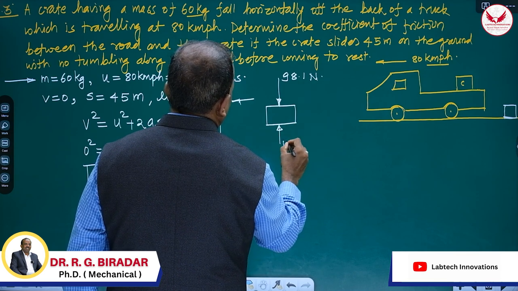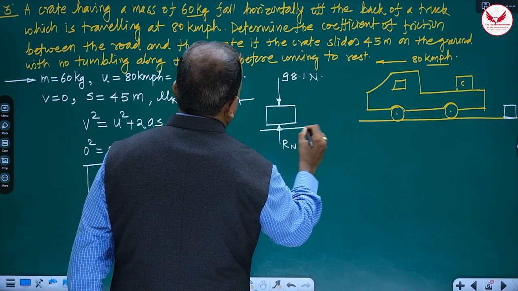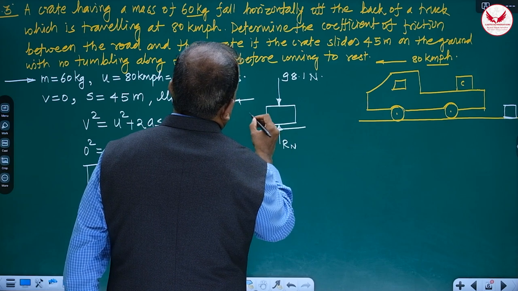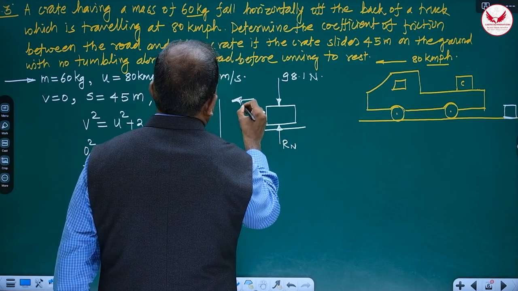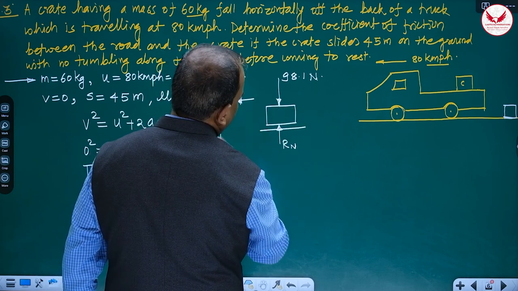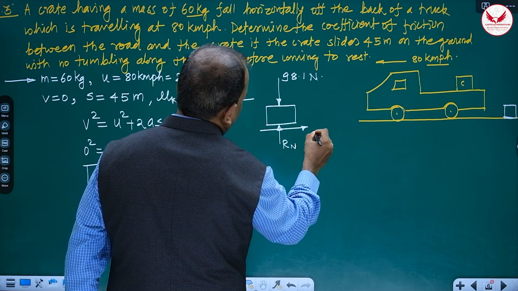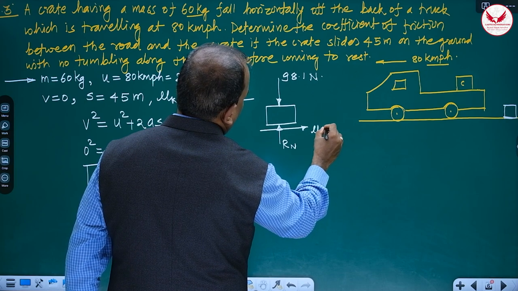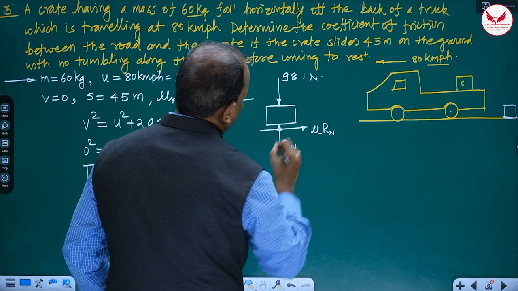This is 98.1 newton, and this is going to be Rn. If the truck is moving, it means the crate is also moving towards this side, then friction will be opposite to this, mu Rn, and we have to get this mu.